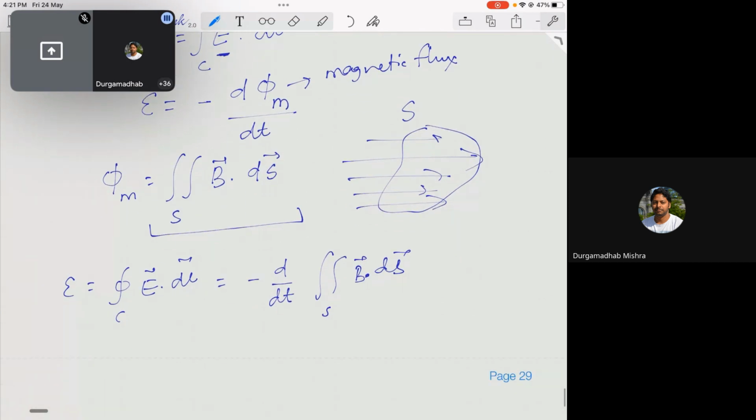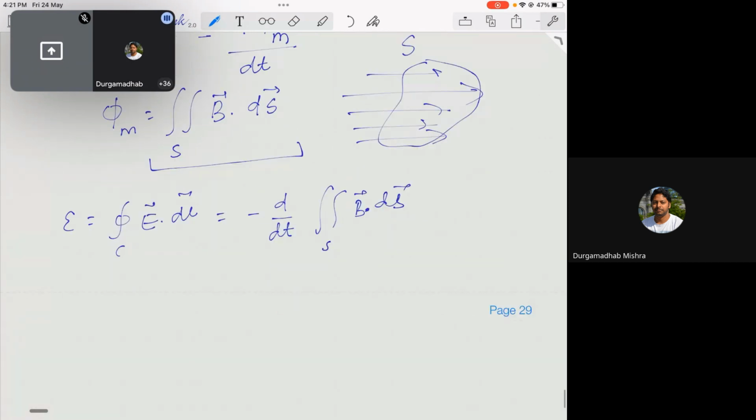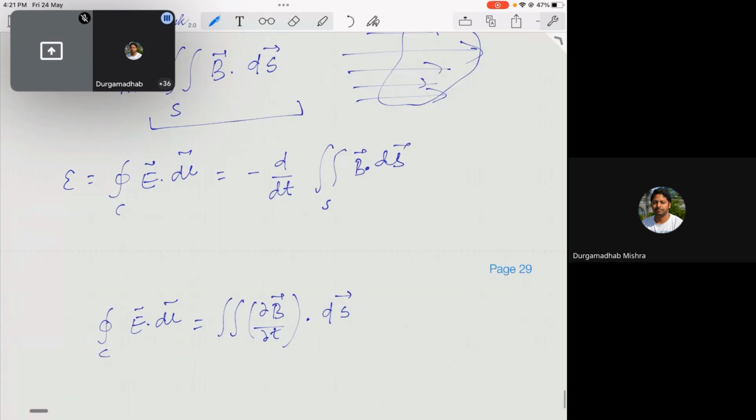And I can take this, I can take the derivative, the time rate of change of this flux. I can take it inside, so I can write it as del B by del t dot dS. Okay, so this is basically your Faraday's law of induction, which relates that an electric field is produced due to a changing magnetic field.